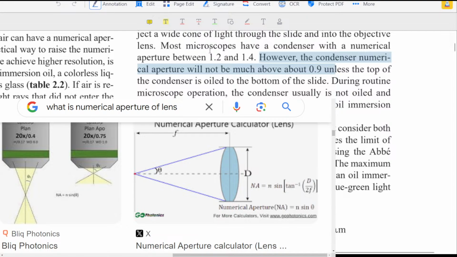Alright. So they are saying that usually microscopes have a condenser with a numerical aperture of 1.2 to 1.4, but if we use it normally, the condenser doesn't have a value much above 0.9. So how do we make it reach 1.2 to 1.4? They are saying if the condenser is oiled, just as we studied about the objective lens increasing the refractive index, we can do the same with the condenser as well.